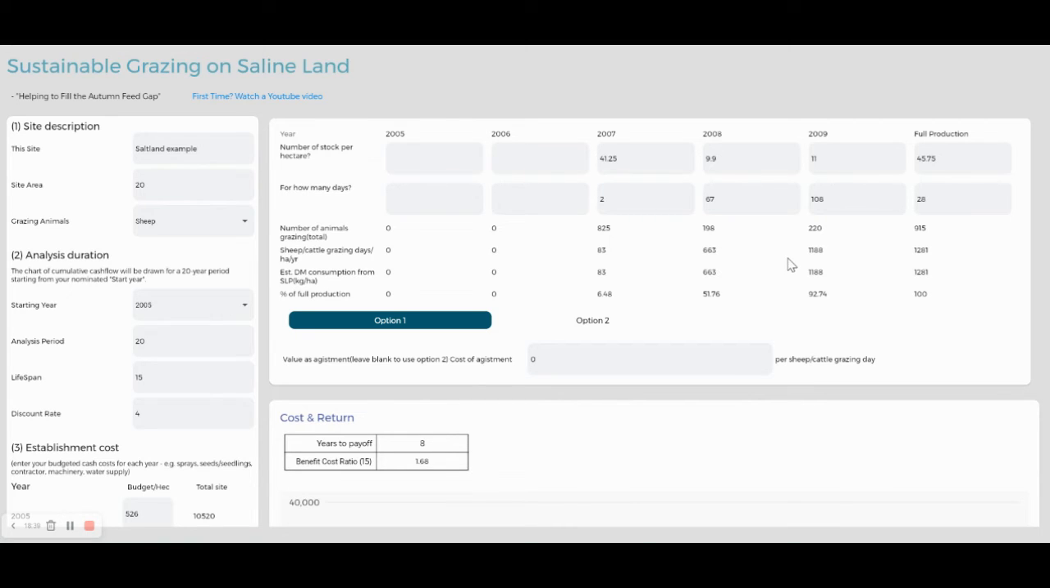So we have two options. The first option is valuing the saltland pasture as a substitute for agistment, and in this case we would enter a value of agistment in grazing days, a cost of grazing days per head per week. So we enter a value in option one for the value of agistment, which might typically be 35 cents per head per week.